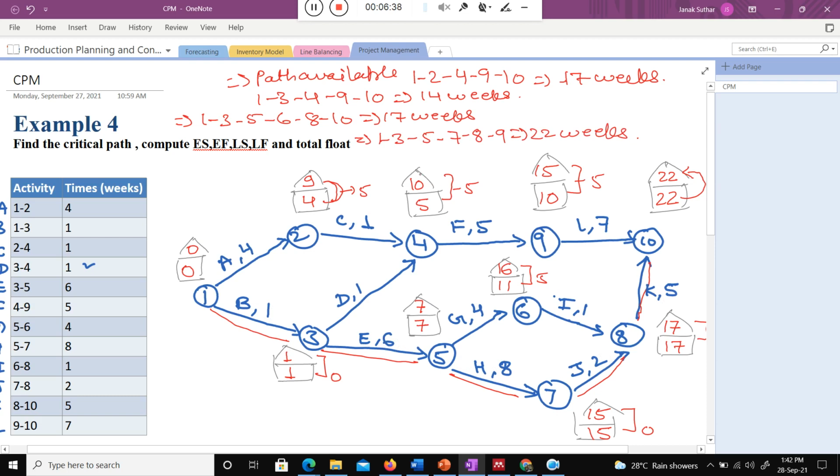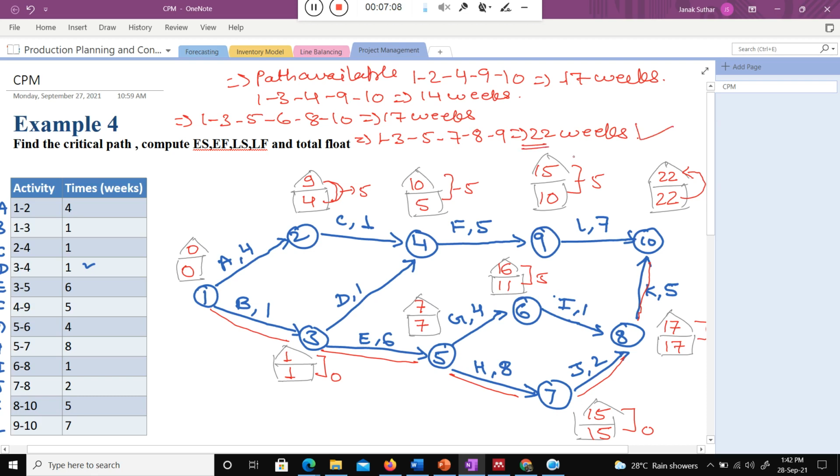The easiest way to find out the critical path is nothing but the longest path available in this network diagram. So what is the longest path available, class? What is the longest path available in this network diagram? 1 to 3, 3 to 5, 5 to 7, 7 to 8, 8 to 9, right? Okay, so this path is the critical path.